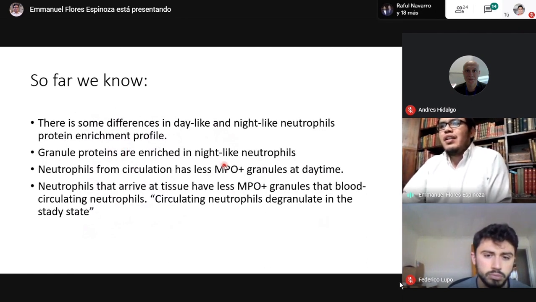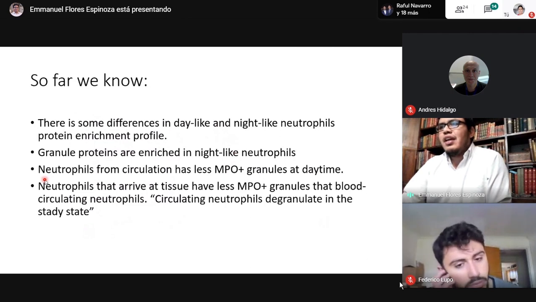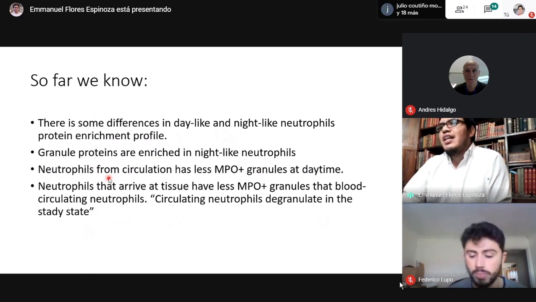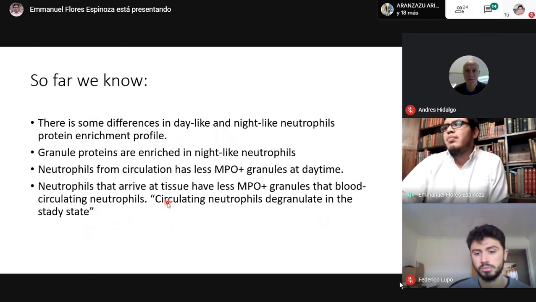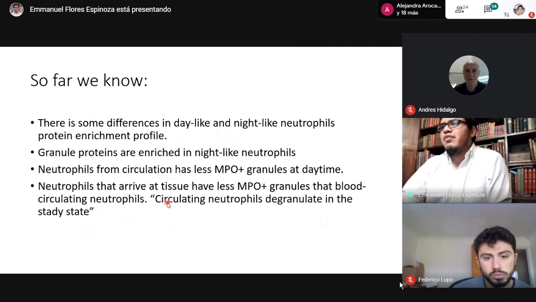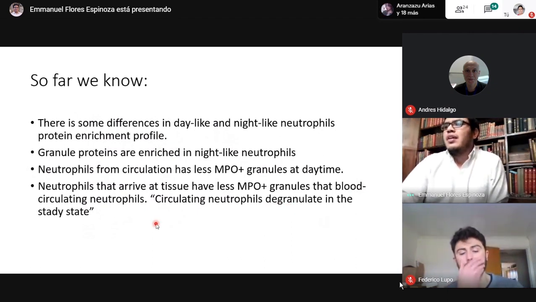And also for granules, the authors see that neutrophils from circulation have fewer MPO granules at daytime, and the neutrophils that arrive at the tissue have fewer of these granules compared with blood circulating neutrophils. And this supports the idea that circulating neutrophils degranulate in the steady state in the circulation.